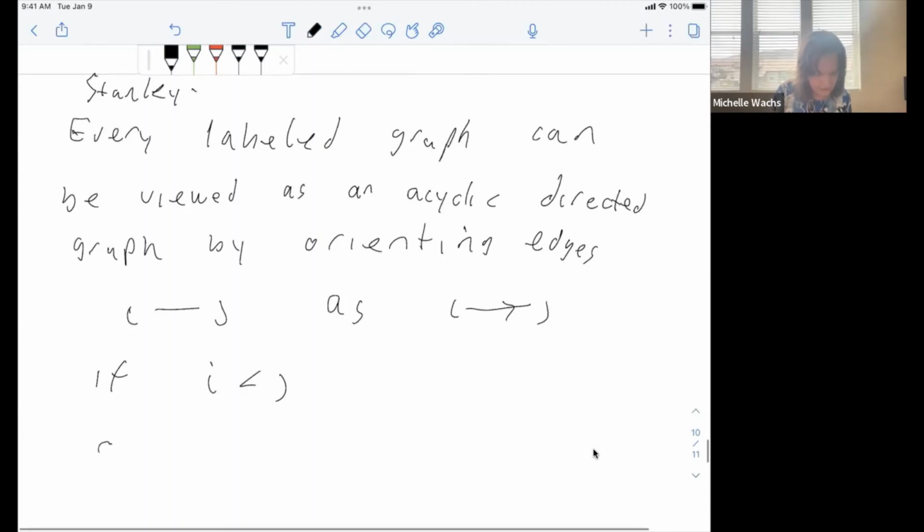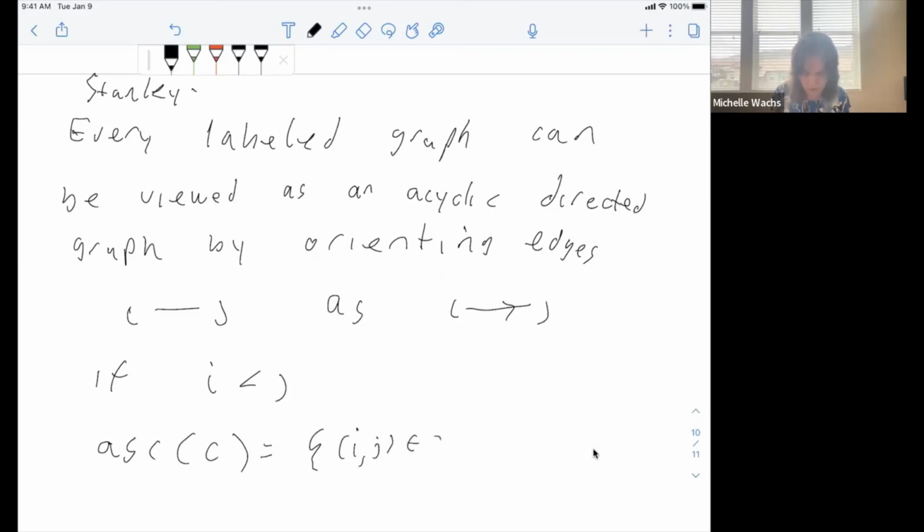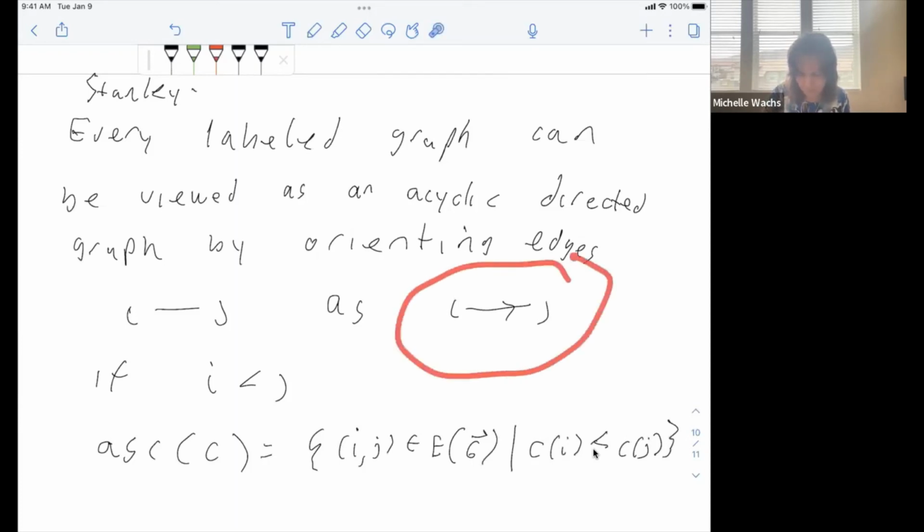And now the ascent set of a coloring: remember, when the coloring was consistent with the labeling, we said there was an ascent at that edge. Well, now the coloring has to be consistent with the orientation. So now we're looking at all the edges ij of this oriented graph G for which the color of i is less than the color of j. When i is less than j, we oriented the edge this way, and then we call this an ascent.